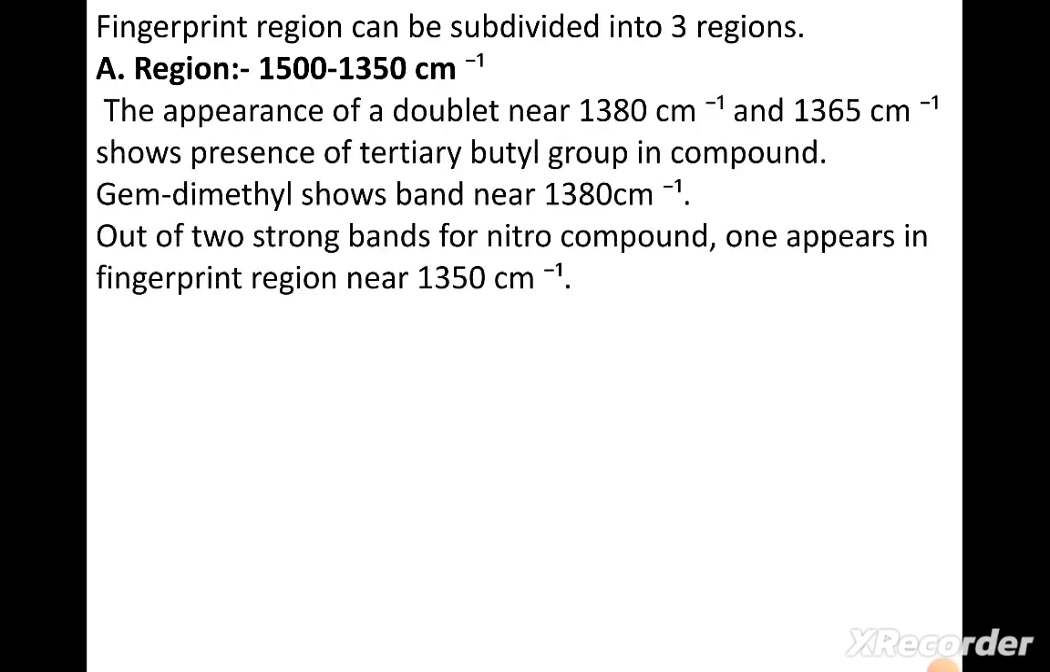First region is 1500 to 1350 centimeter inverse. The appearance of a doublet near 1380 centimeter inverse and 1365 centimeter inverse shows the presence of a tertiary butyl group in the compound. Gem dimethyl shows a band near 1380 centimeter inverse. Out of two strong bands for a nitro compound, one appears in the fingerprint region near 1350 centimeter inverse.